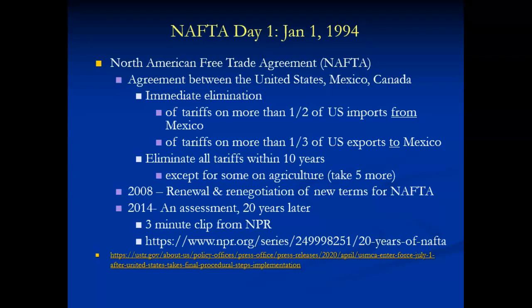The first day of NAFTA was January 1st, 1994. It's an agreement between the U.S., Mexico, and Canada, and it immediately eliminated tariffs on more than half of U.S. imports from Mexico, and also on more than a third of U.S. exports to Mexico. It eliminates all tariffs within 10 years, except for some on agriculture, which will take 5 more.